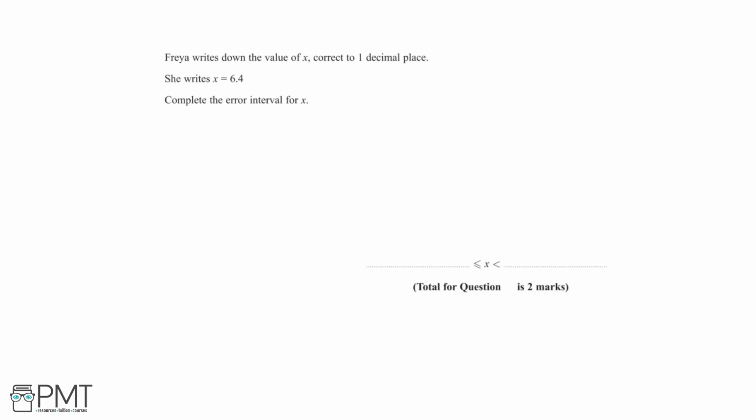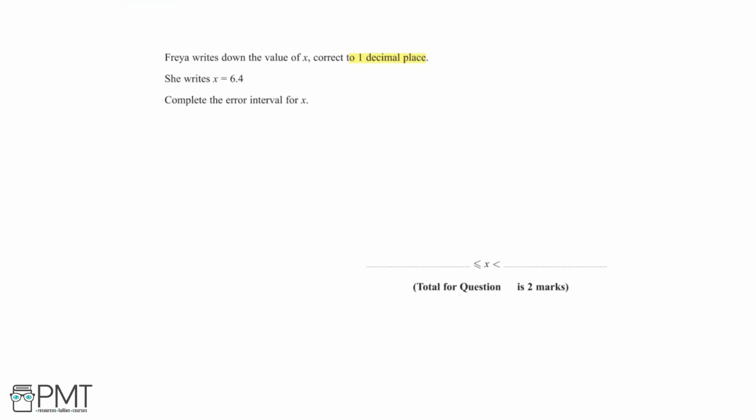In this question, Freya writes down the value of x, correct to one decimal place. She writes that x is equal to 6.4, and we need to complete the error interval for x. Now to find the error interval, we're going to use place value.